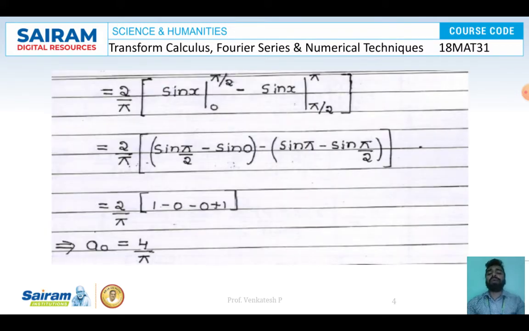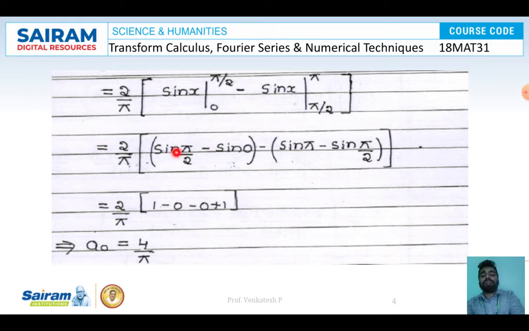Now I will do the integration. Cos x becomes sin x after integration. So we get 2 by pi, sin x with the limit 0 to pi by 2, minus sin x with the limit pi by 2 to pi. Now applying the limits: the upper limit replaces all x terms, minus the lower limit. Here the upper limit is pi and the lower limit is pi by 2. So we get 2 by pi into sin pi by 2 minus sin 0, minus sin pi minus sin pi by 2. As you know, sin 0 is 0 and sin pi is also 0.